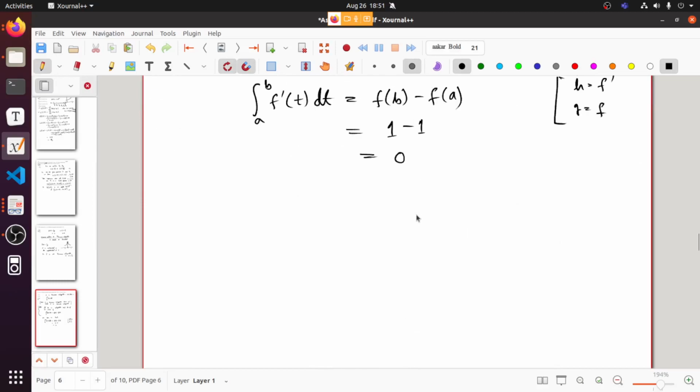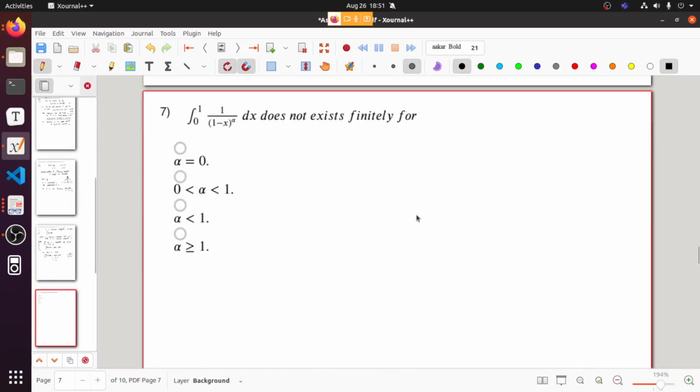Now let's move to question number 7. You have to say for which alpha the integral from 0 to 1 of dx by (1 minus x) to the power alpha does not exist finitely. So we will find the range of alpha where this integral will not exist.